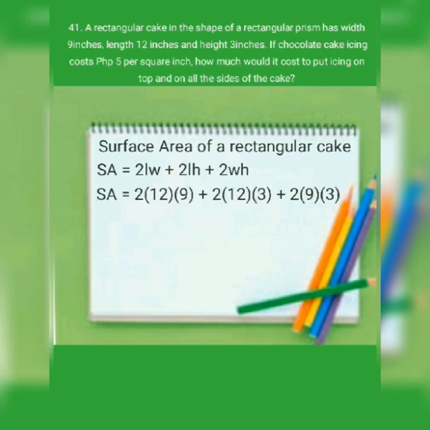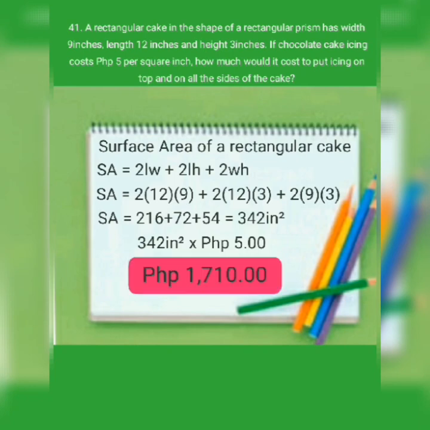That will be 2 times 12 times 9 plus 2 times 12 times 3 plus 2 times 9 times 3. So 216 plus 72 plus 54 is equal to 342 square inches. Since icing costs 5 pesos per square inch, we have 342 times 5 is equal to 1,710 pesos. So the cost of the icing is 1,710 pesos.